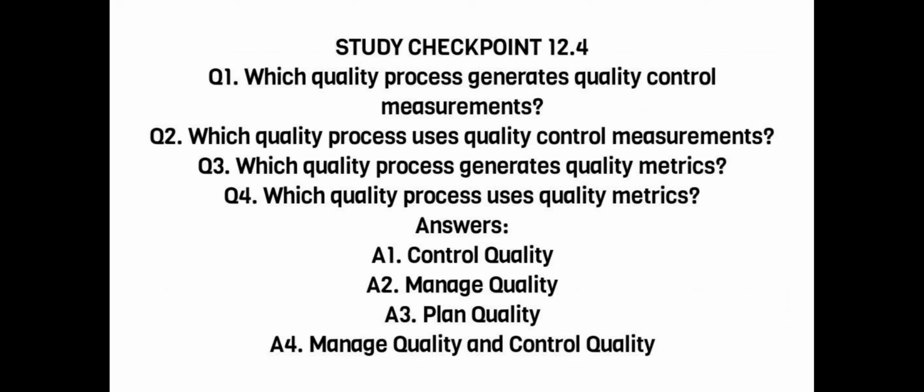Study Checkpoint 12.4. Q1. Which quality process generates quality control measurements? Q2. Which quality process uses quality control measurements? Q3. Which quality process generates quality metrics? Q4. Which quality process uses quality metrics? Answers: A1. Control quality. A2. Manage quality. A3. Plan quality. A4. Manage quality and control quality.